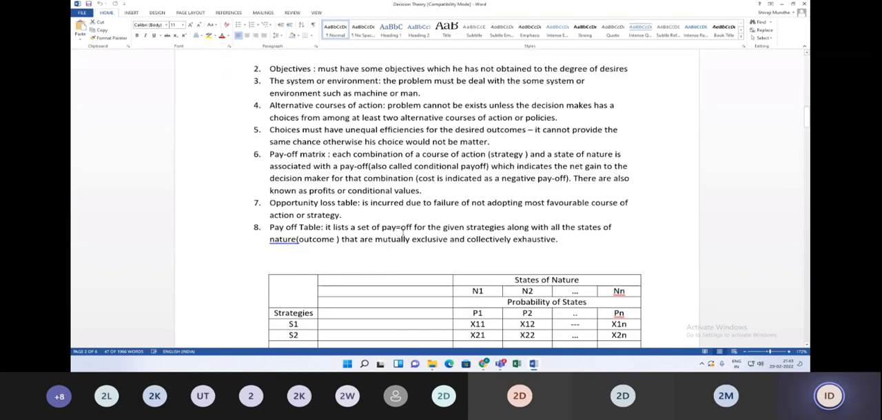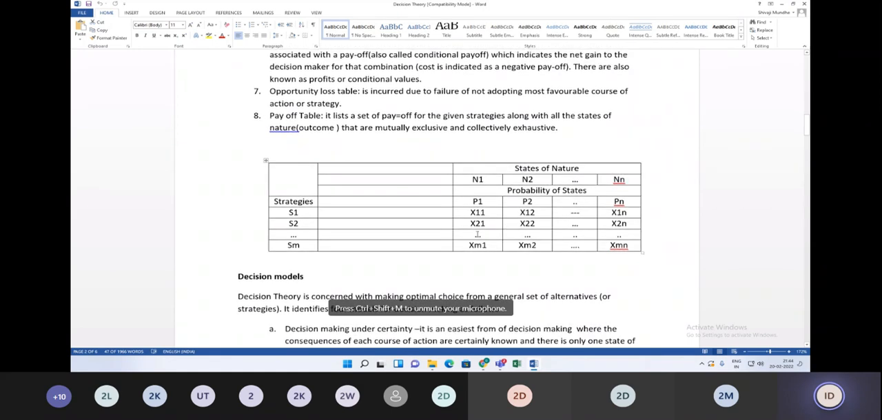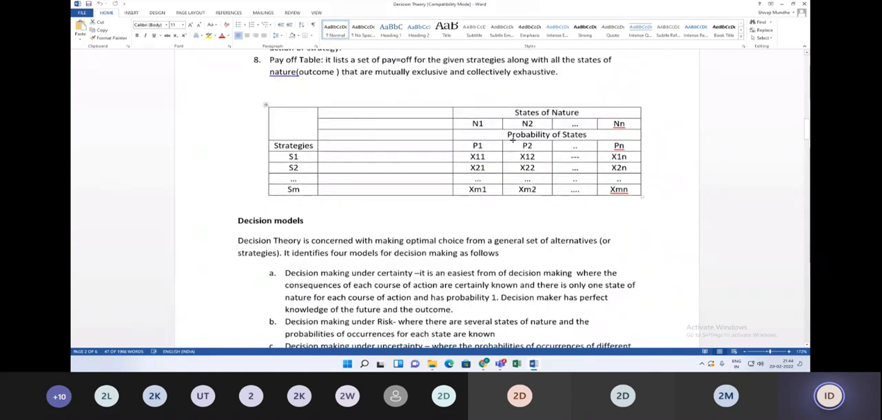Opportunity loss table: if a decision fails, sometimes due to not adopting the most favorable action or strategy, that means the most favorable result is not incurred, that is called an opportunity loss table. The payoff table consists of some states of nature and strategies. Here, probabilities of each and every state, P1, P2, P3, are given.